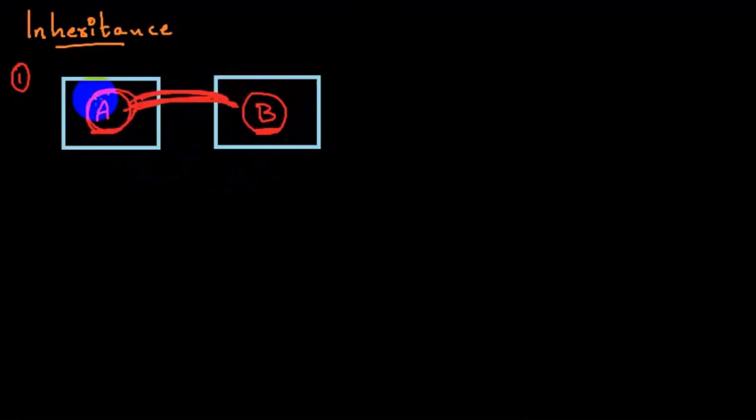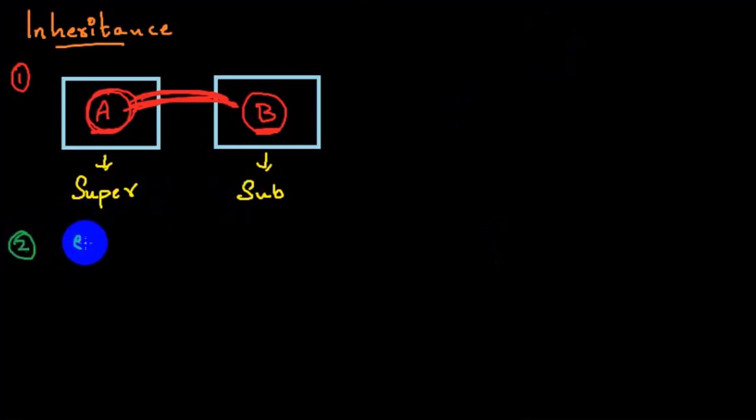There are two types of classes involved. The class which is giving the properties is called the superclass, and the class which is accepting the properties is called the subclass. Meaning B is inheriting or acquiring the properties from A, so B is the subclass and A is the superclass. In order to achieve inheritance, we make use of a keyword called extends.